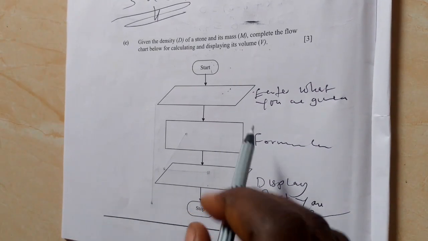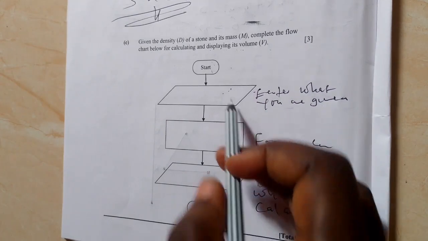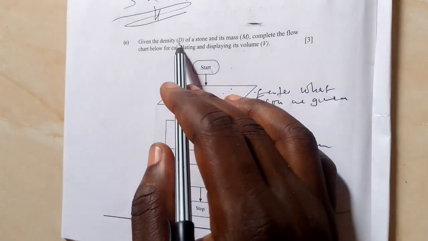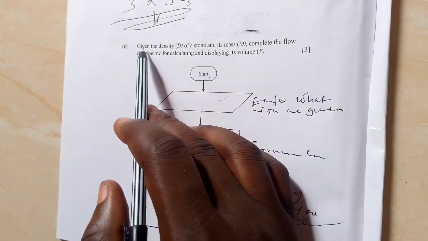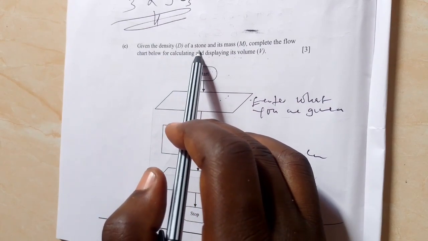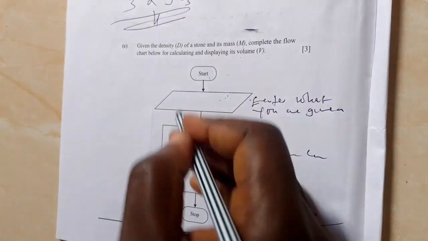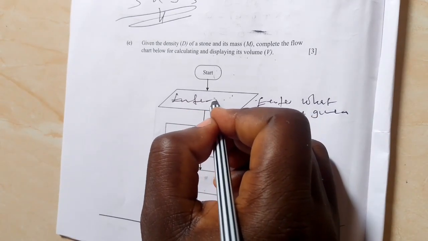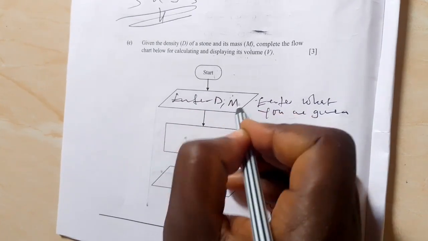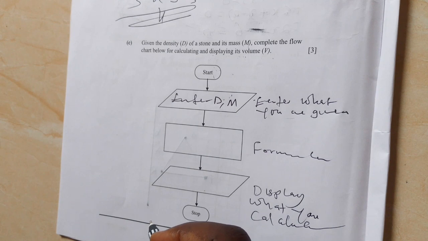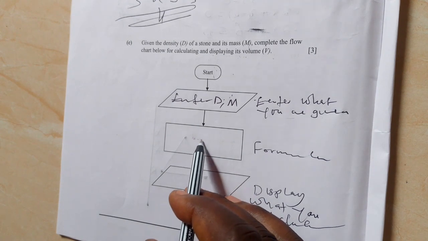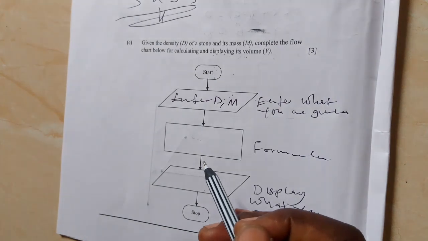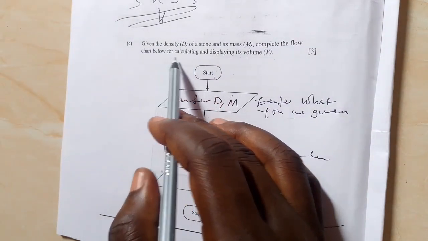Okay, so like I've said, here you enter what you are given. What are you given? The question says, given the density of a stone and its mass. So you enter the density and the mass, because that's what you are given.